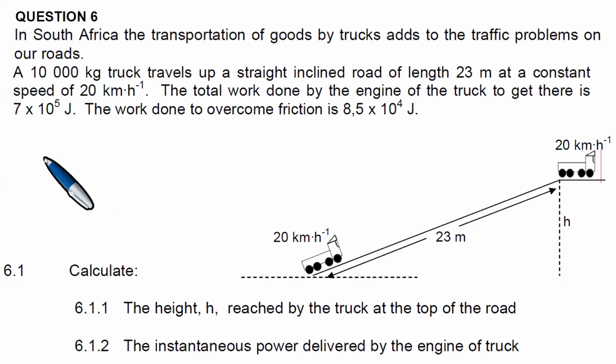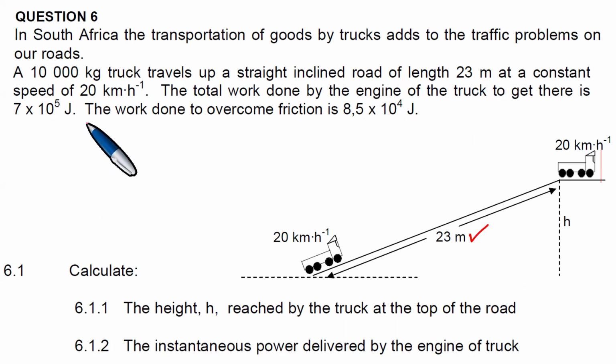In this lesson, we shall answer question 6. In South Africa, the transportation of goods by trucks adds to the traffic problems on our roads. A 10,000 kilogram truck travels up a straight inclined road of length 23 meters. We can see it's 23 meters over here.